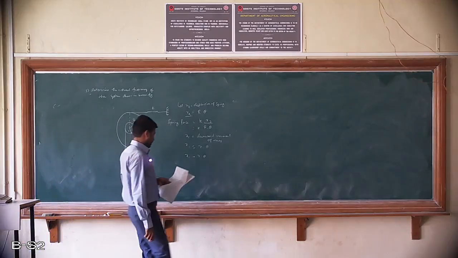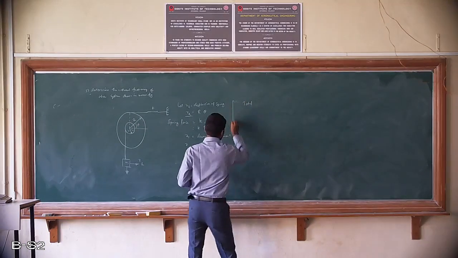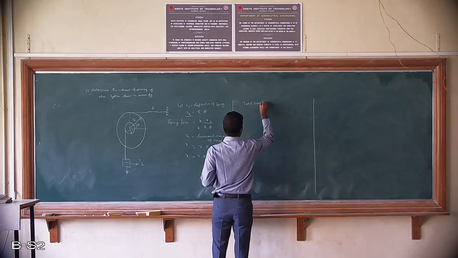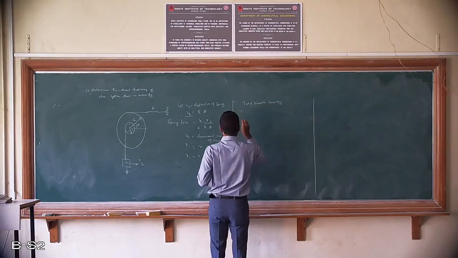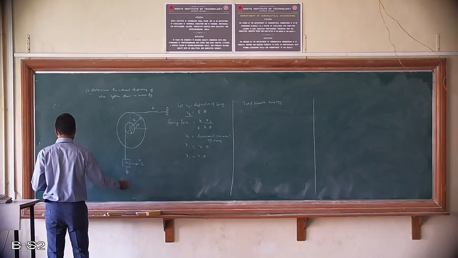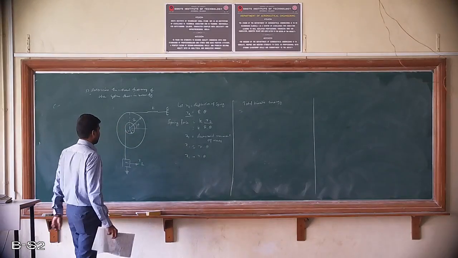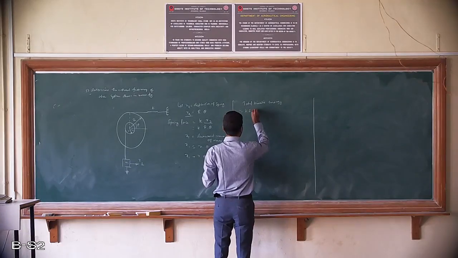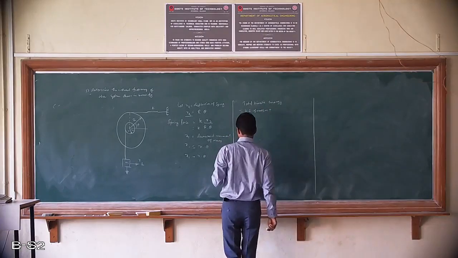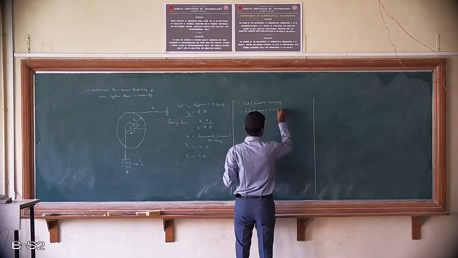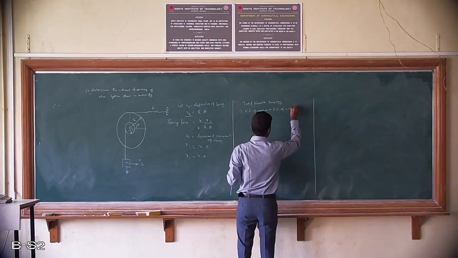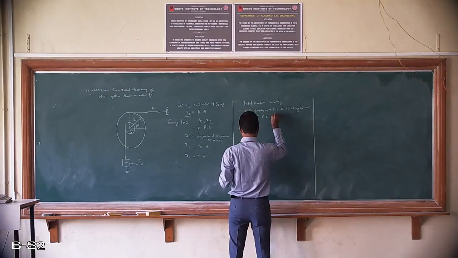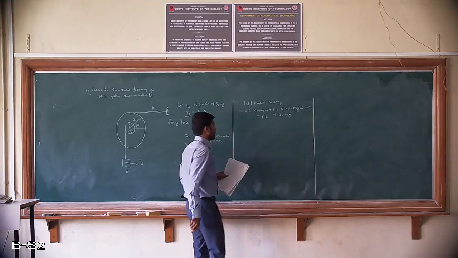So therefore the total energy is given by the kinetic energy of this mass, plus the kinetic energy of the rotating element, plus the potential energy of the spring.